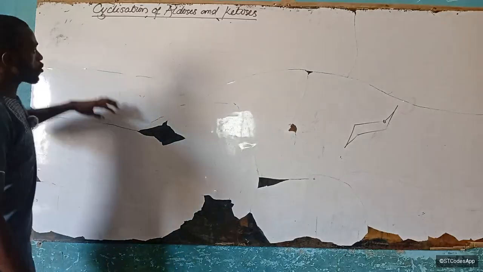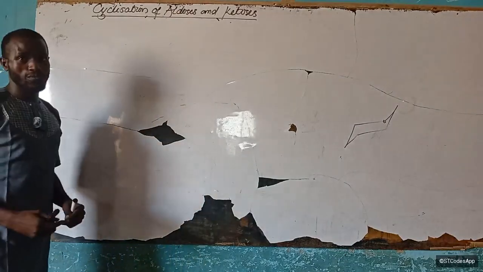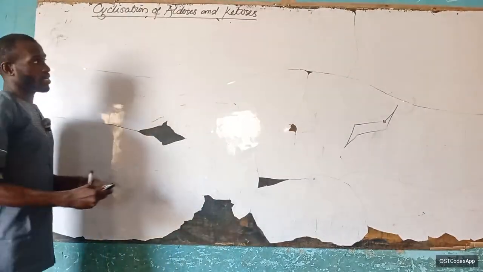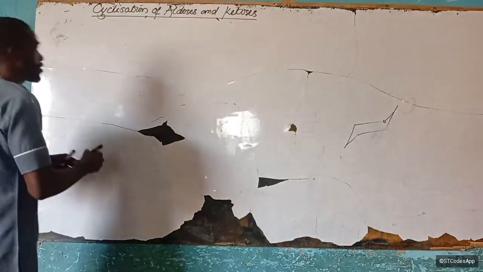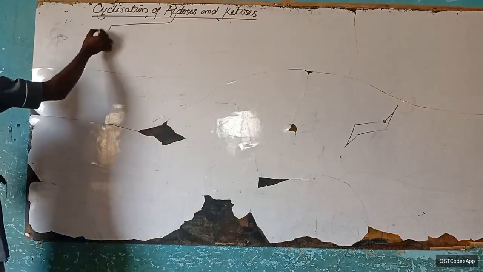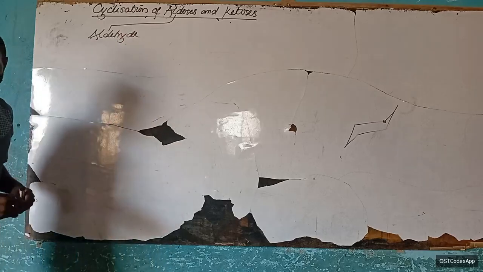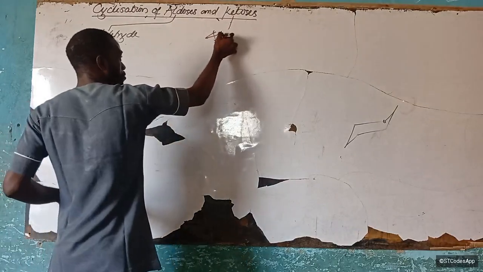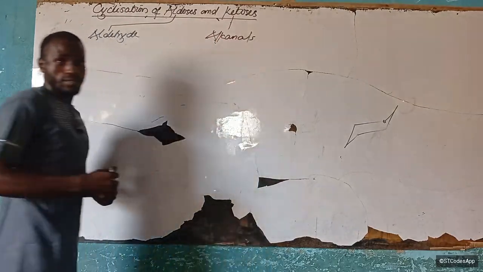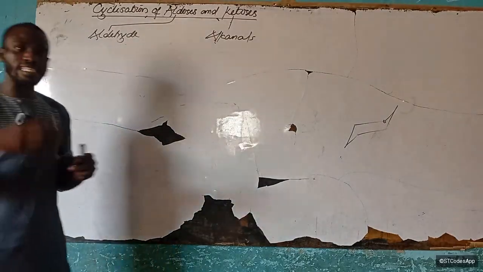Okay. So cyclization of aldoses and ketoses. You already know your simple sugars. Your simple sugars are aldoses and ketoses. This one belongs to the aldehyde family. Do you remember the aldehyde family? Aldehyde, good. Then the ketoses are the alkanals. So what we want to look at is how they cyclize.